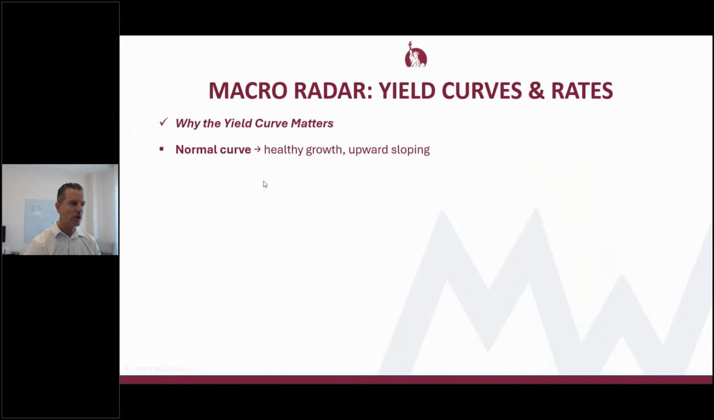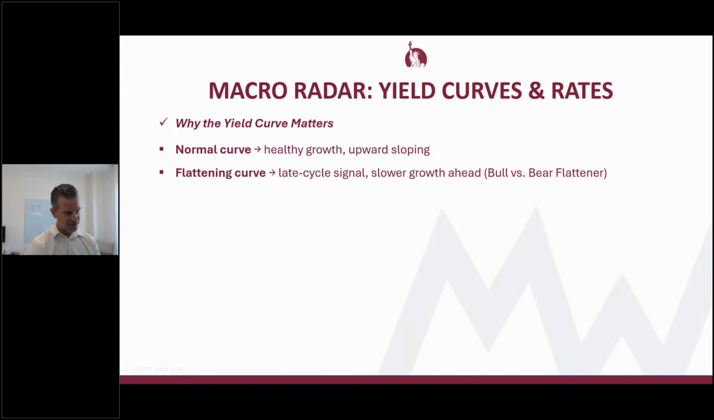So a normal yield curve implies economic growth and healthy levels of inflation. This is the shape of a normal yield curve: 2-year yields are lower than 10-year yields. A flattening yield curve can either mean that the 10-year yields are coming lower or the 2-year yields are coming higher, or both. Depending on if it's the long end or the short end that's causing the flattening of the yield curve, we say it's a bull flattening or a bear flattening.